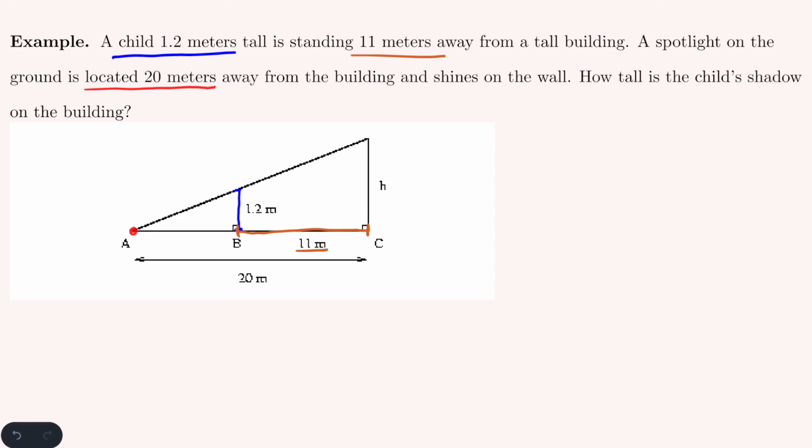We're told a spotlight 20 meters away from the building is shining towards the wall. So here's our spotlight. It's shining in this direction. And as the spotlight is shining behind the child, the shadow will be cast towards the building approximately to this height h. So whenever we're asked to solve the problem, we're interested in the height cast by the child's shadow, which is represented by h.